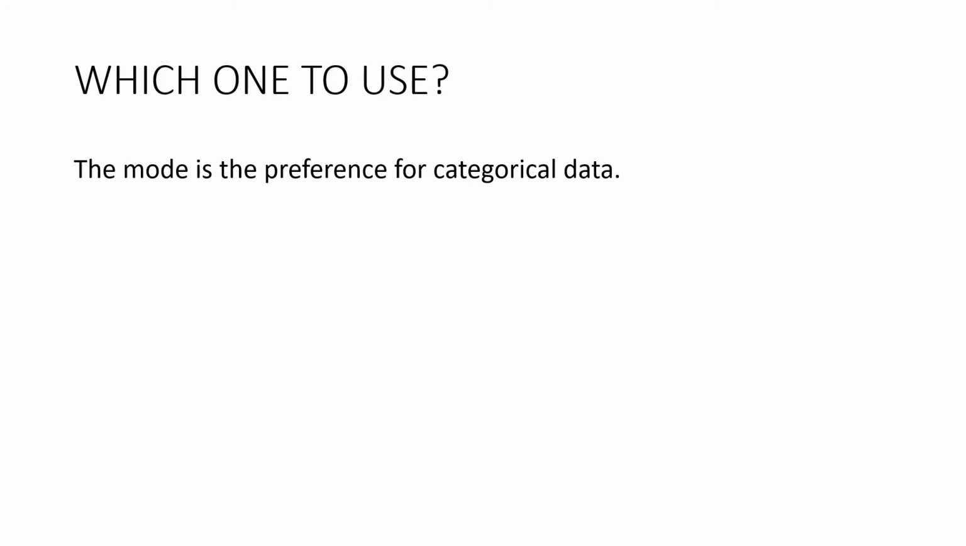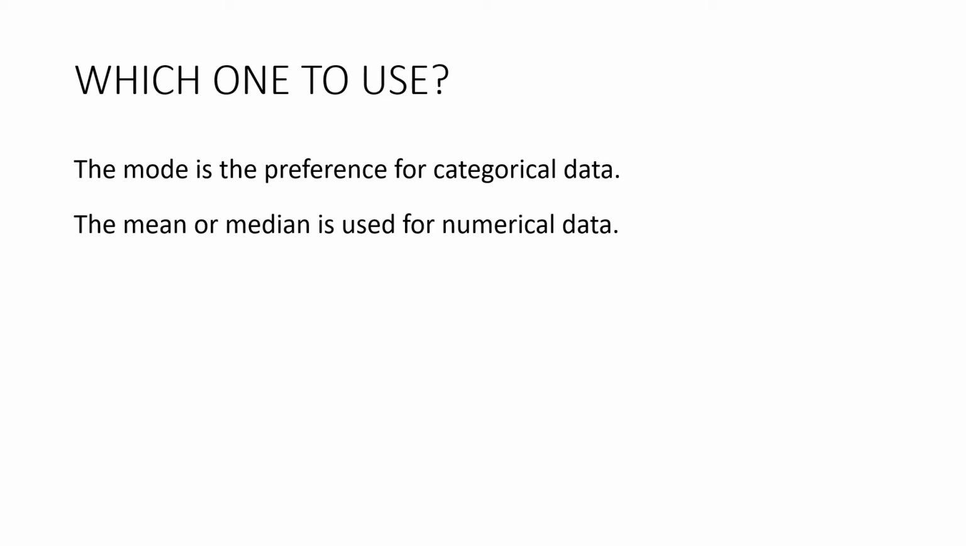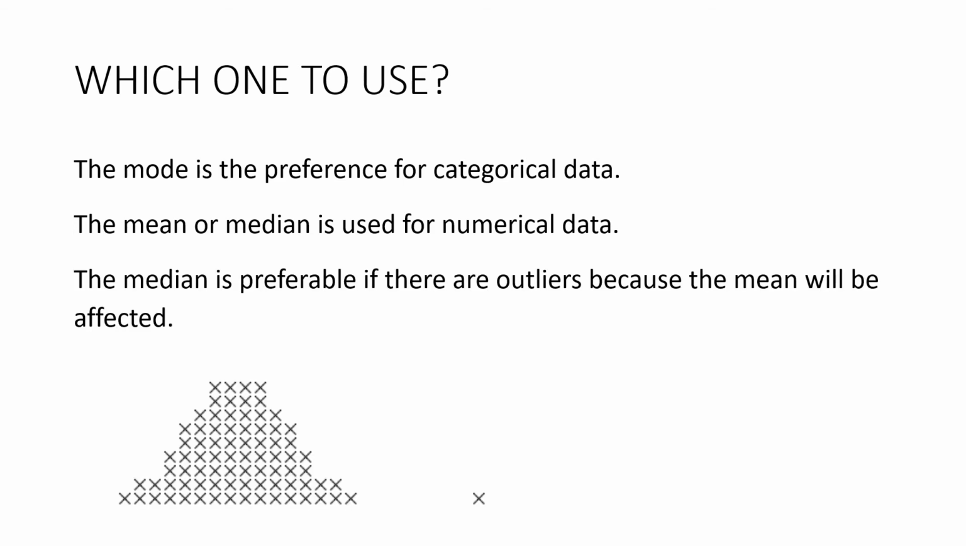Now it's important that we talk about the difference between mean, mode, and median. Which one do we use? The mode is the preference for categorical data, but we can use it for numerical data as well. Mean or the median is only used for numerical data. Now the difference between the mean and the median is preferable if there are outliers, because the mean will be affected.